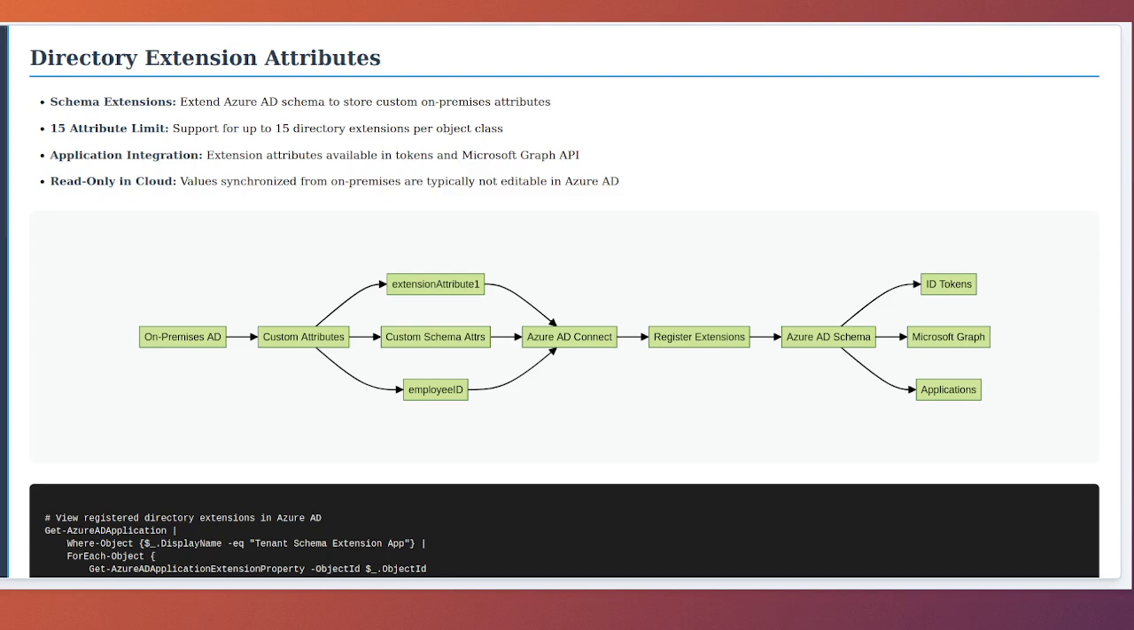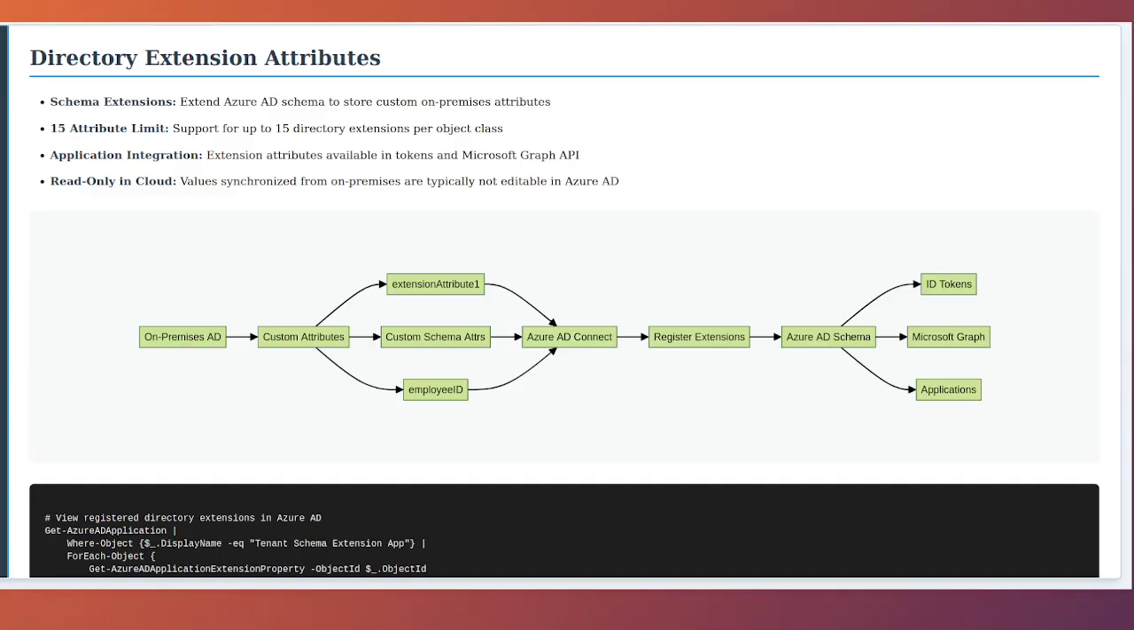Azure AD Connect supports synchronizing up to 15 directory extension attributes per object class. These extensions are registered in Azure AD using a specific naming format that includes the application ID of the registered application and the attribute name.